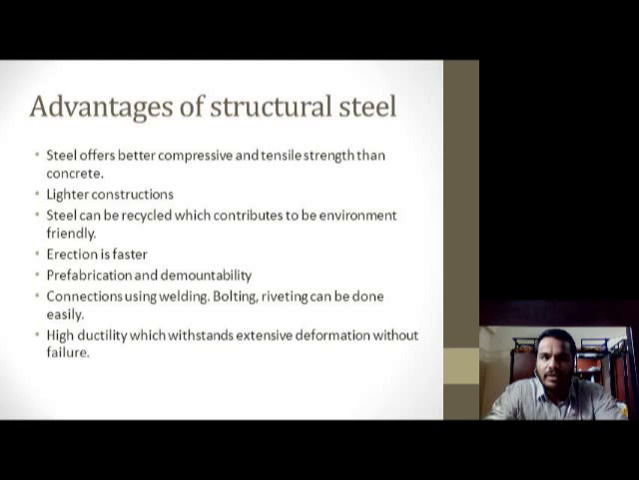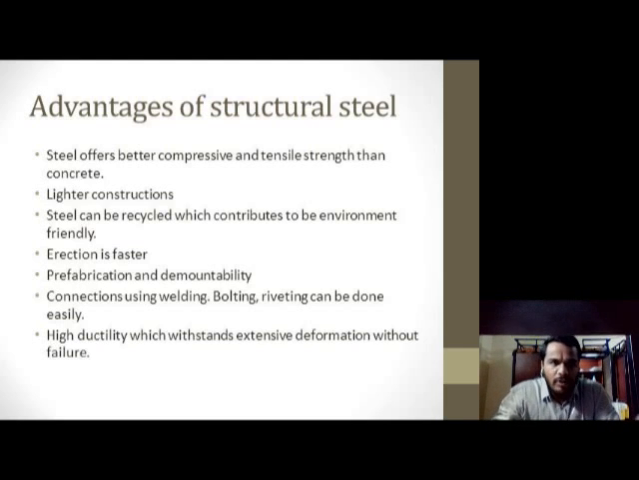So now let's see the advantages of structural steel, which have to be studied before the design of the structure or before the introduction of any subject. Steel offers better compressive and tensile strength than concrete. This is one of the main advantages, and it is lighter, so lighter constructions can be done using structural steel. Steel can also be recycled, which contributes to being environmentally friendly. We can call it a green building also.